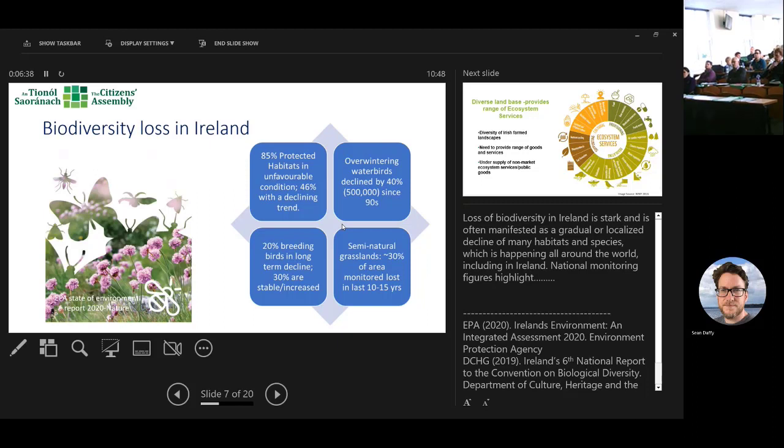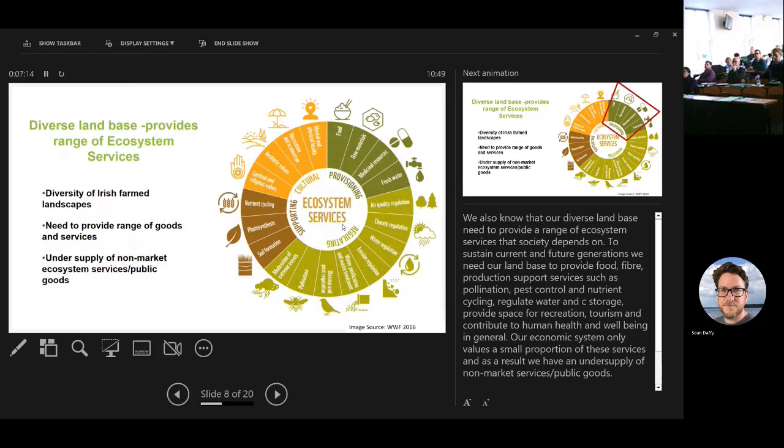A surprising figure, considering we've had a lot of concentration in our agri-environmental schemes on grasslands, and we are an island that prides ourselves on our grasslands: in terms of our semi-natural grasslands, 30% of the area monitored has been lost in the last 10 to 15 years. And by lost, we mean abandoned, intensified, or converted into other land uses, either buildings, roads, or afforestation. So when we look at these national figures, we see major issues and continuous decline. It leads us to see that we've got a problem with our existing interactions with the environment.